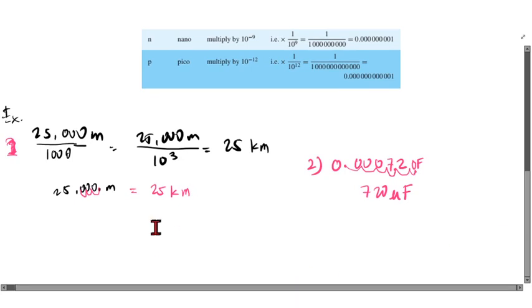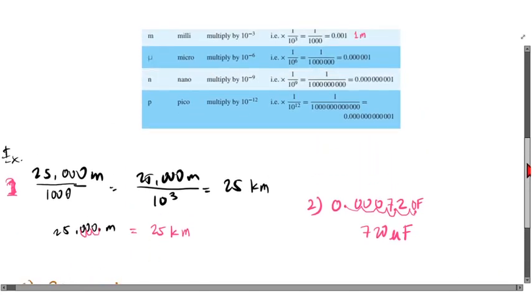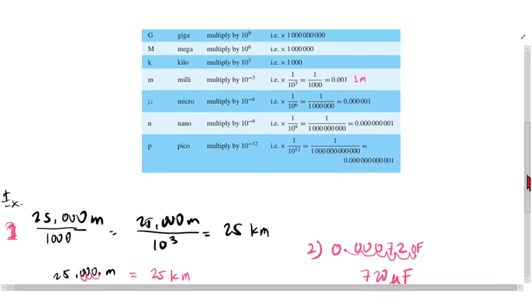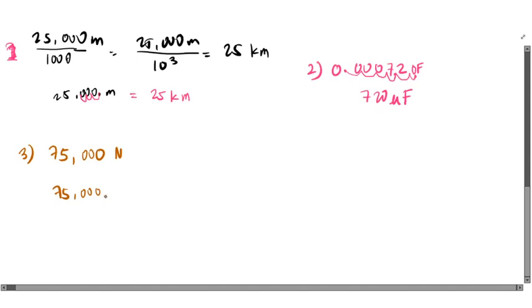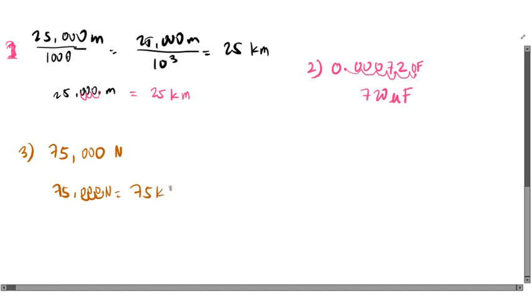Now we will try another example, number 3. We have 75,000 newton. We just move our decimal point. If we are to convert this to kilonewton, that will be 10 to the power of 3, so we move our decimal point 3 places. 1, 2, 3. We are left with 75. 3 decimal places, 10 to the power of 3, that is kilo. So you have 75 kilonewton.